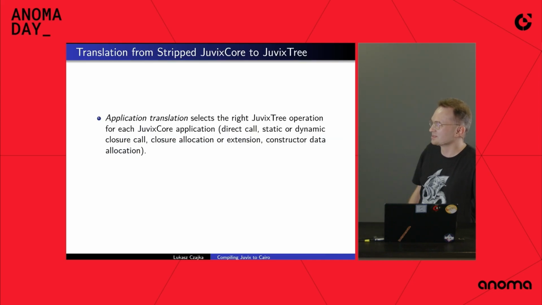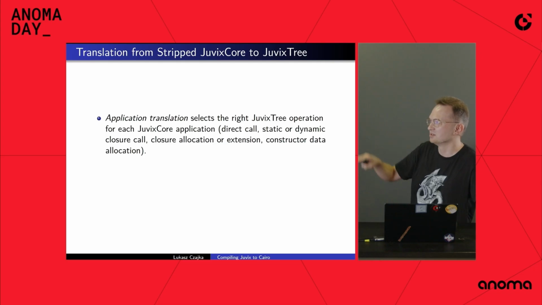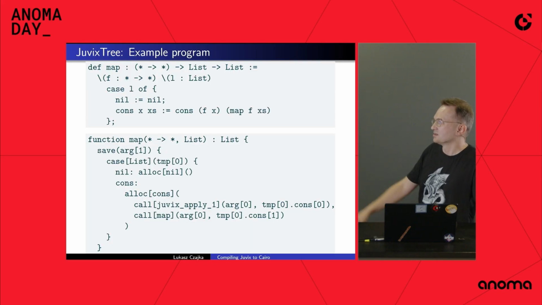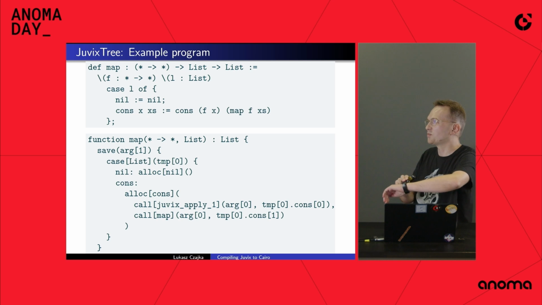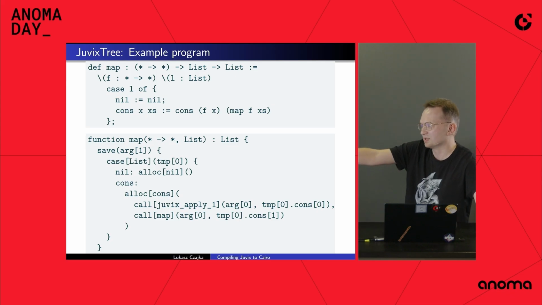So that's what this translation comprises. Application translation selects the right Juvix tree operation for each Juvix core application. All right, and so that's a part of it. So here is our map compiled to Juvix tree. Let's look at the cons branch of the case. In Juvix core we had some applications, but now we choose the right operation for each of those applications. For cons, this is a constructor, so we will be allocating a constructor. Let's look first at the second argument. In the second argument, we are calling a known function, map, so we can just do a direct call with the right arguments.